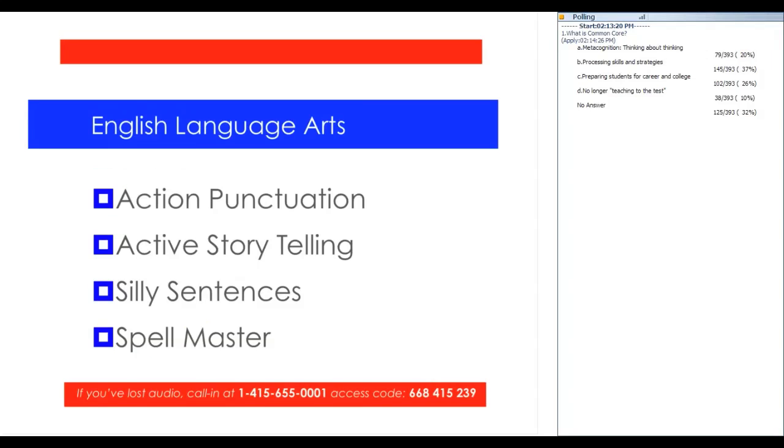In language arts, through action, we can act out punctuation marks, we can act out stories, we can act out sentences. All of these activities are found in my book called Thinking on Your Feet. One of you is going to win that.